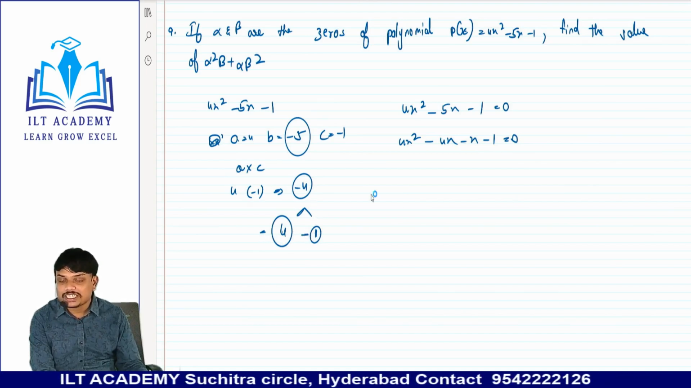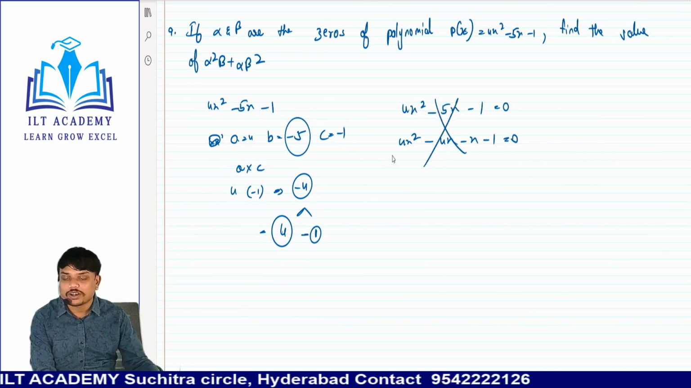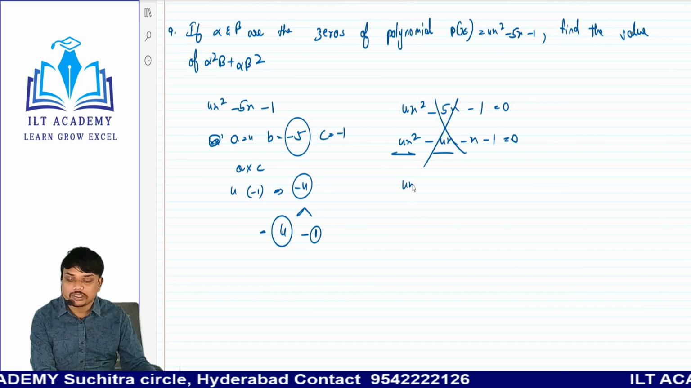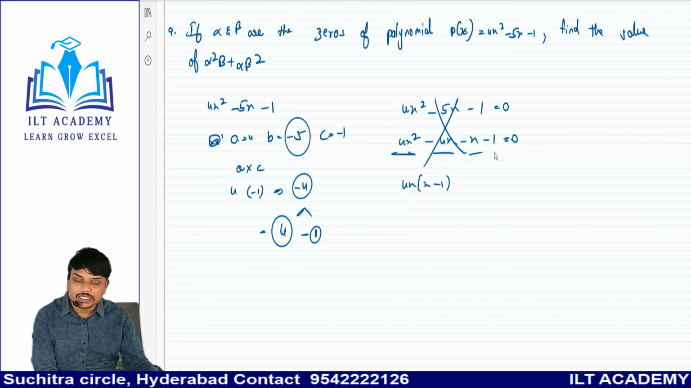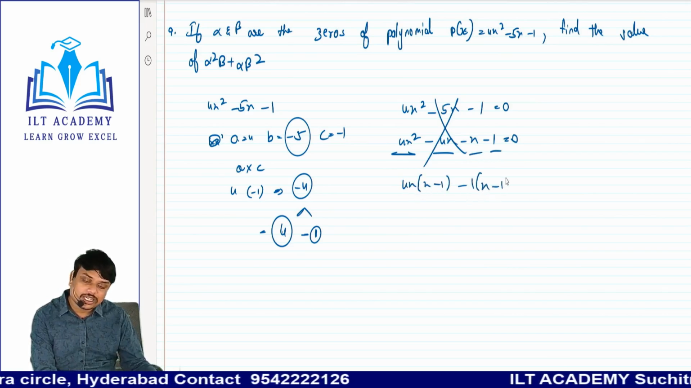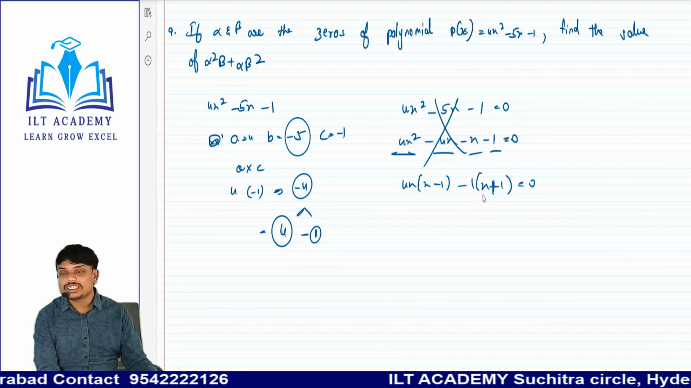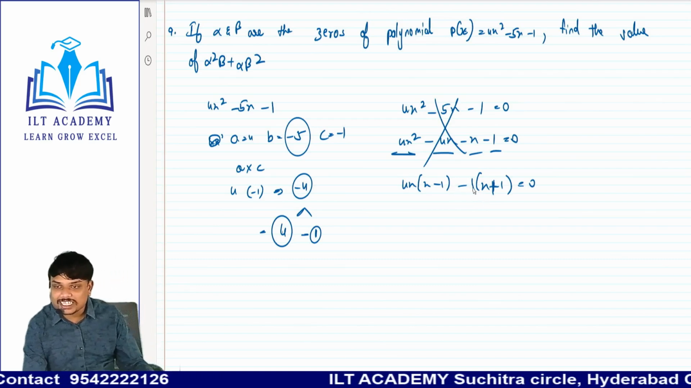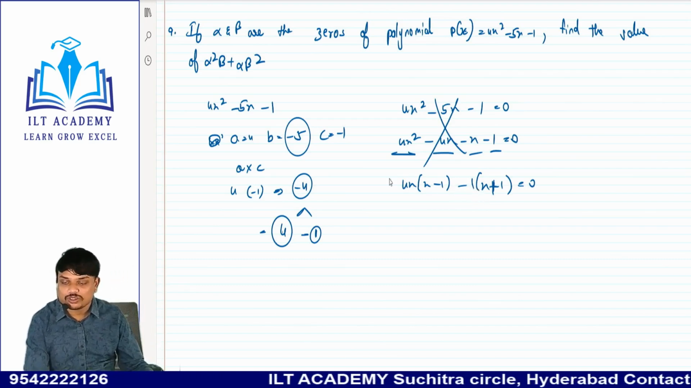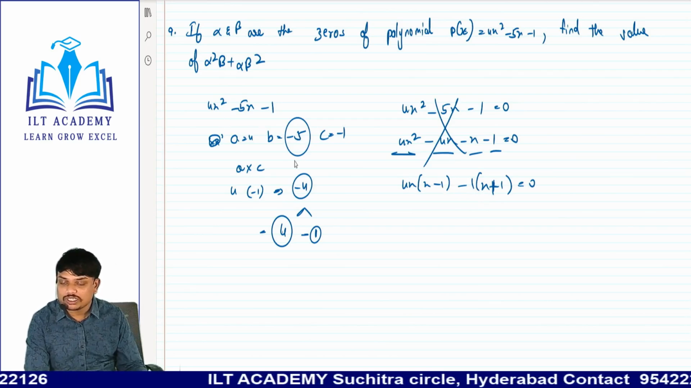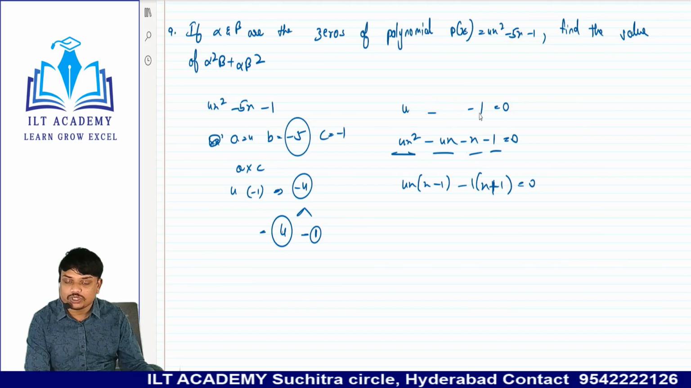Can't split like this. This is wrong. Why? Because if we take 4x common here, we get x minus 1. If we take minus 1 common here, it would not be x minus 1, it would be x plus 1. So it is irrational. Roots are not rational. In that case, what do we need to do now? What we can do here is follow the alternative to the second method.